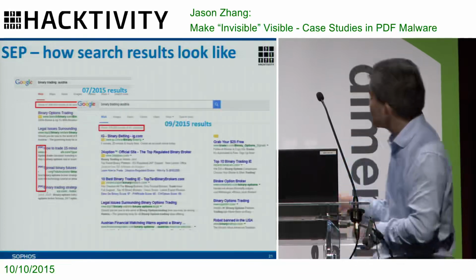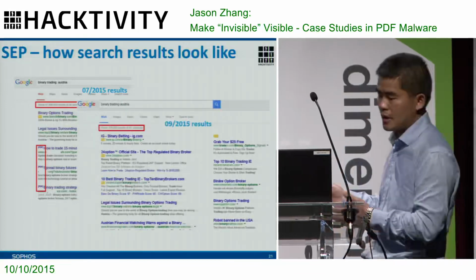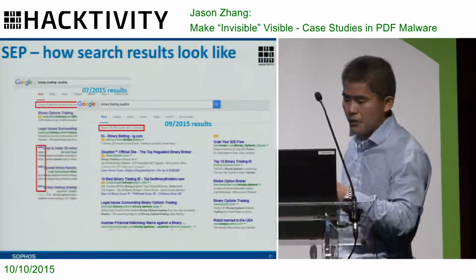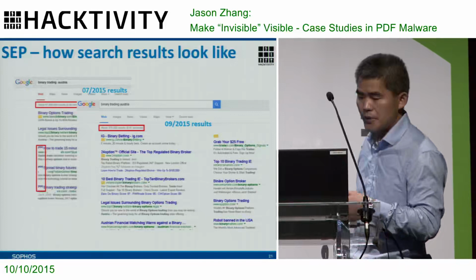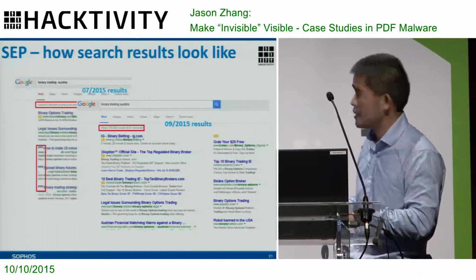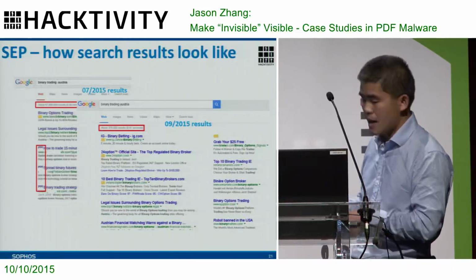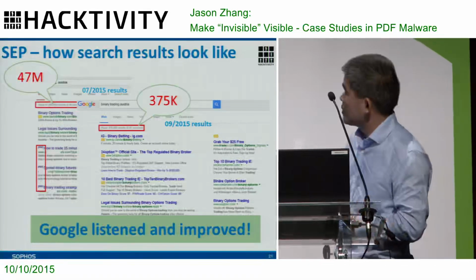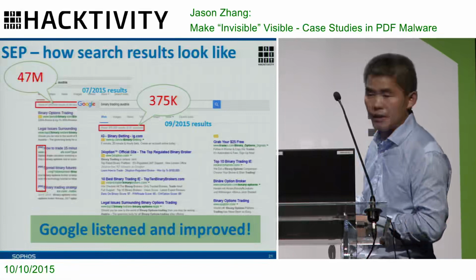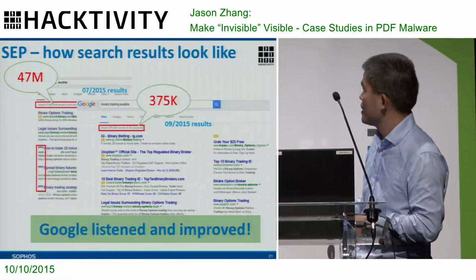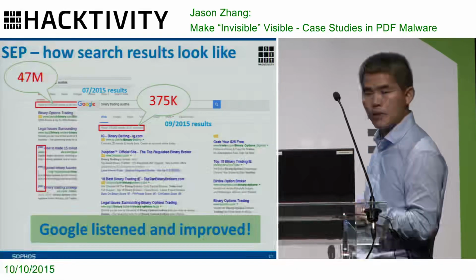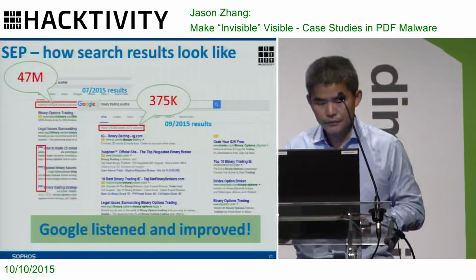So we did another search in September, just last month, and we noticed that with the same keywords, the number of results dropped dramatically. What I want to say is that in July we got 47 million, and last month we got less than 500,000. So Google did a good job to listen to us, and then they improved the results, which is good.